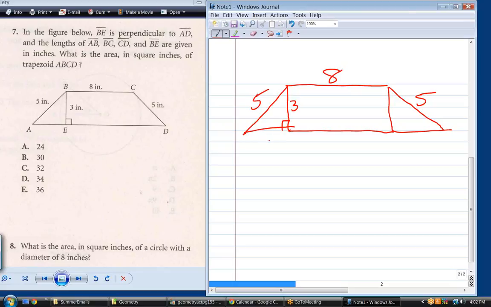What does this side here have to be? Use the Pythagorean Theorem again. 3. What is it? Is it 3? No. So remember, it's the square root of the hypotenuse squared minus the other short side squared. So it's the square root of 25 minus 9. What is that?